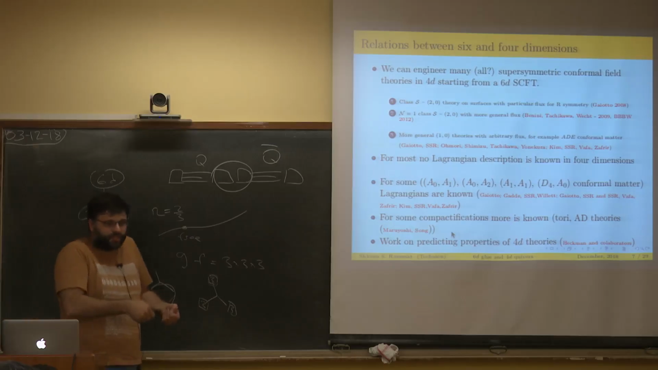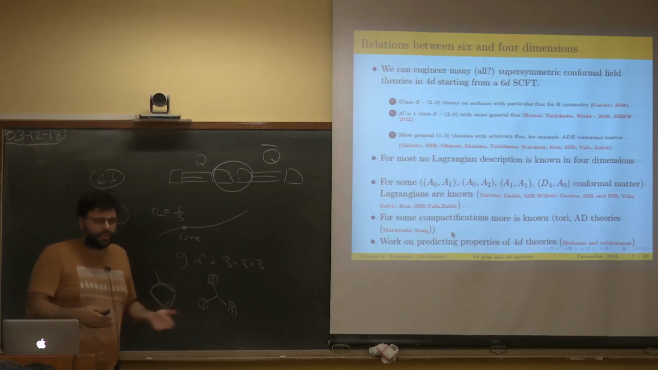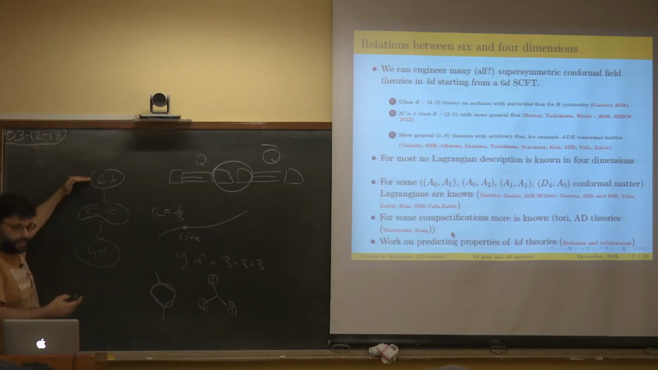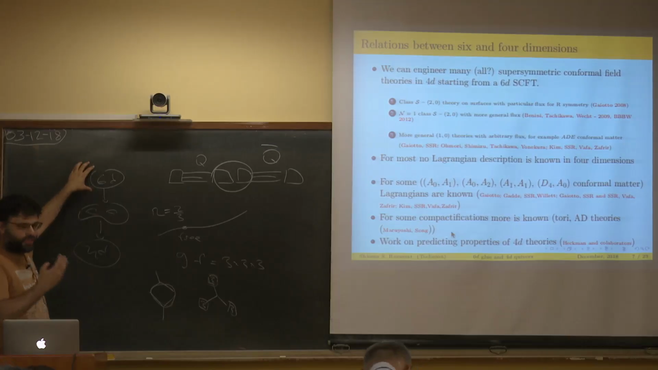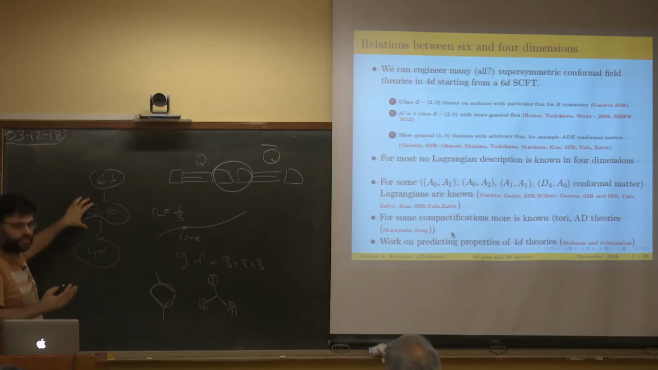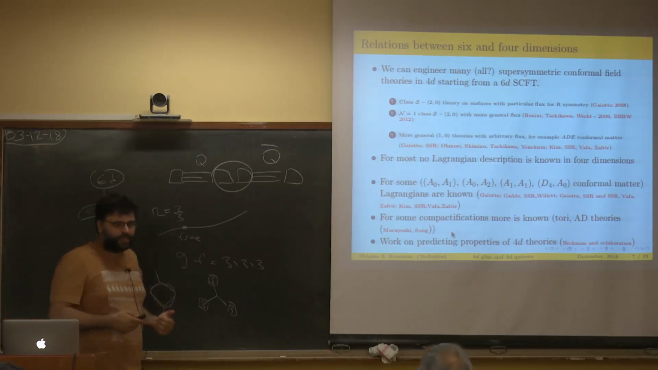For special compactifications, as you refer to, for example, the torus and some other cases, we also know Lagrangian. So for some more generic choices of 6D theories, but some special choices of geometry. Okay. But with these more general choices of 6D theory and general choices of geometry, we don't know what the Lagrangians in 4D are. So this is the situation today.